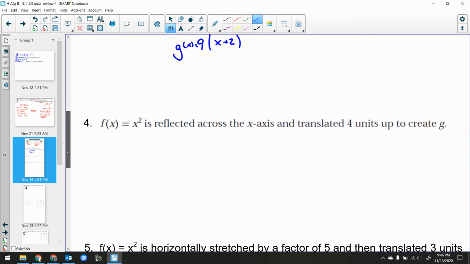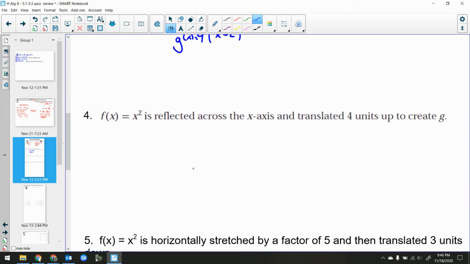Okay, let's take a look at the next one. x squared is reflected across the x-axis and translated 4 units up. Okay, so negative x squared plus 4. There's my g. Negative on the outside because it's a reflection across the x-axis. 4 units up, just a plus 4 on the end.